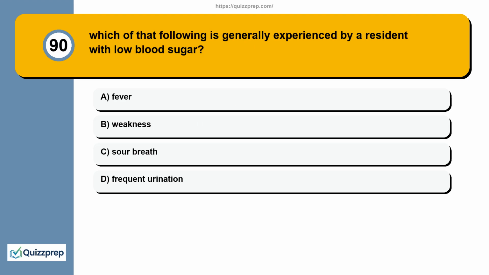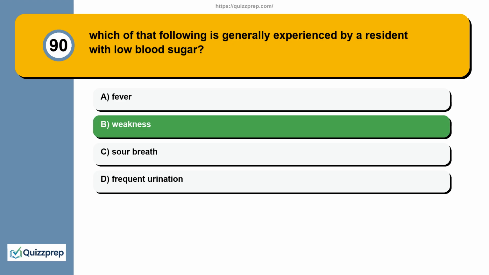Question 90. Which of the following is generally experienced by a resident with low blood sugar? Option A, fever. Option B, weakness. Option C, sour breath. Option D, frequent urination. The correct answer is option B, weakness.